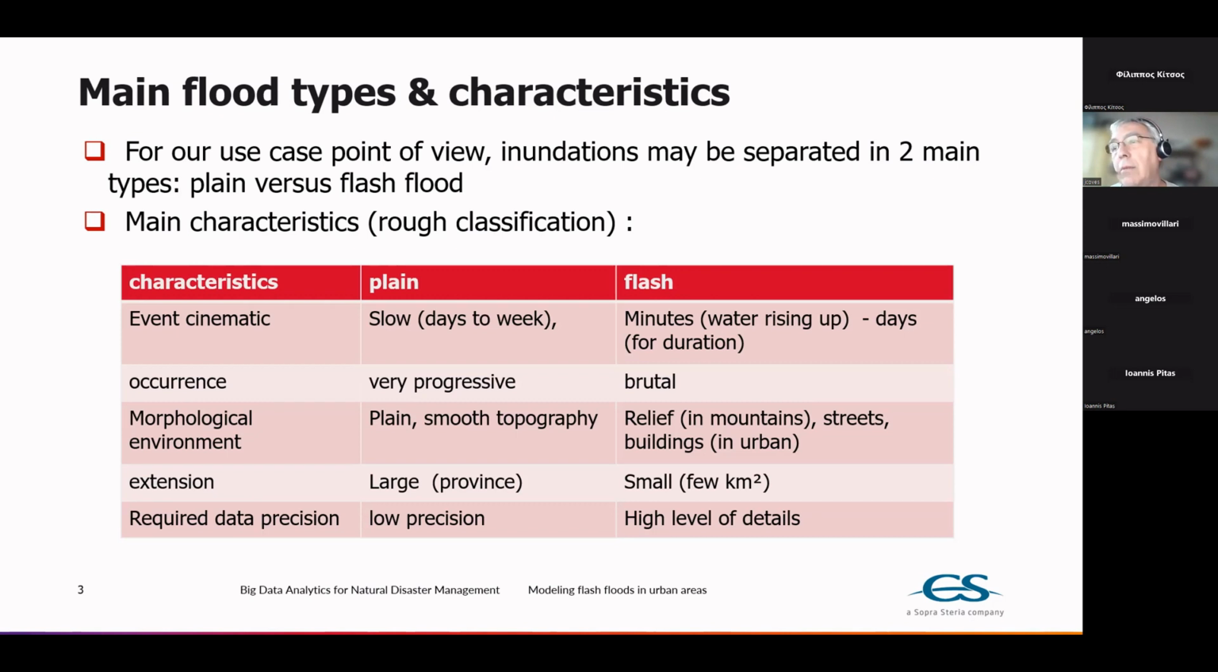The extension of the phenomenon, of course, in plains, by definition, is really large. It could be part of a region or part of a country. Flash floods are usually a few square kilometers because they are very concentrated in depressions or valleys or in the streets of a city.